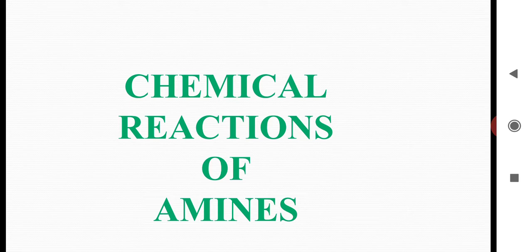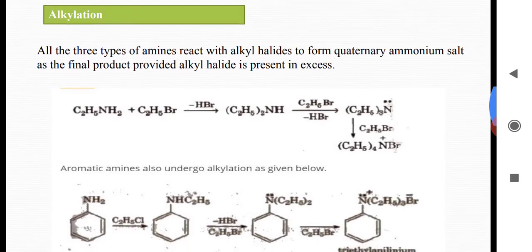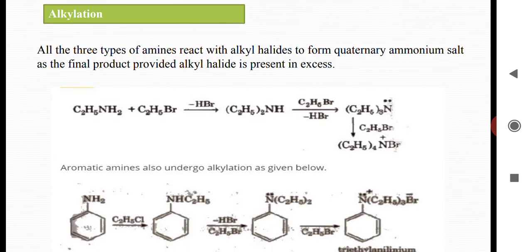We know that amines have a lone pair of electrons on nitrogen, because of which they act as Lewis bases. They act as nucleophiles, with which they can attack the electron deficient carbon, and they can undergo varied types of reactions. Okay, so the first reaction that I am going to discuss is the alkylation reaction. The process of introducing an alkyl group into a molecule is known as alkylation, right?